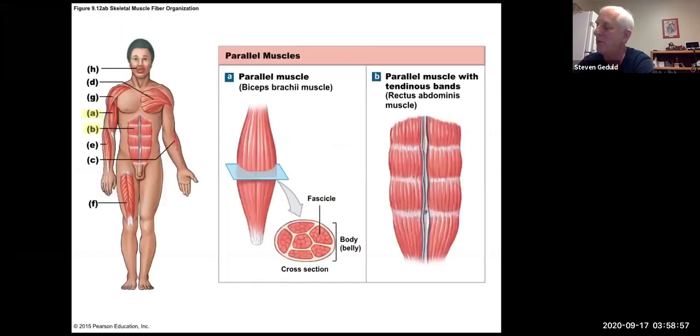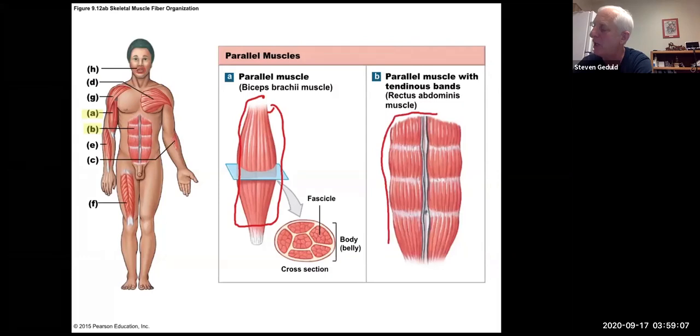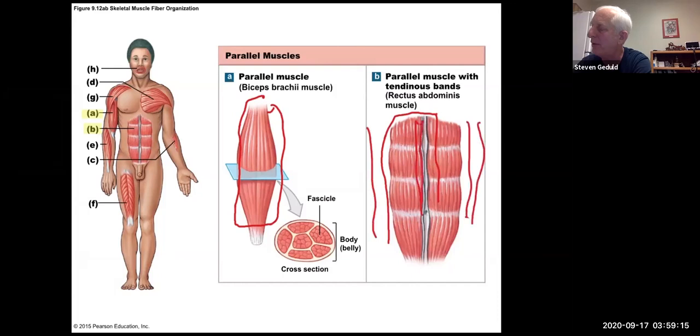Okay, so if you look at your parallel muscle, this is your biceps. Okay, it's parallel to the long axis. Okay, and the muscles here, your rectus abdominis, your six-pack, you can see how these are all parallel. Okay? The tendons that band across them. So they're long parallel muscles. Okay? So they're called parallel muscles. This is your biceps brachii and your rectus abdominis are parallel muscles.